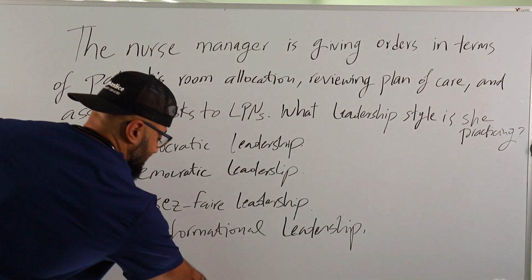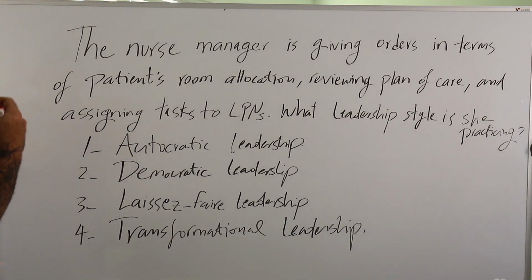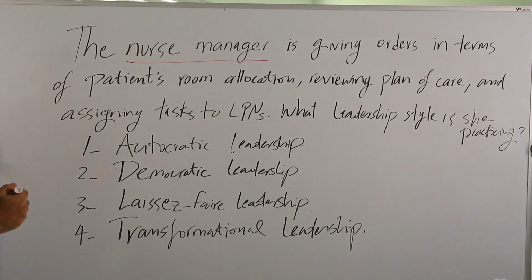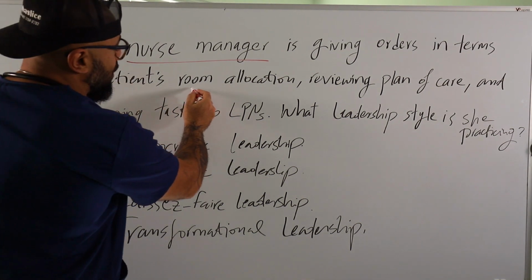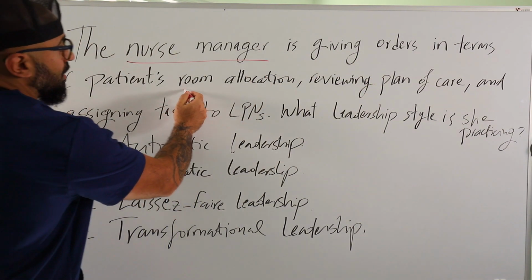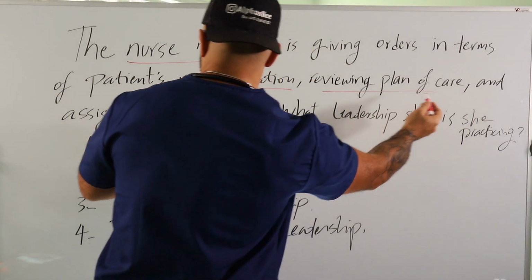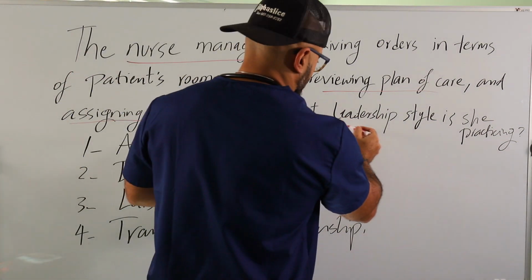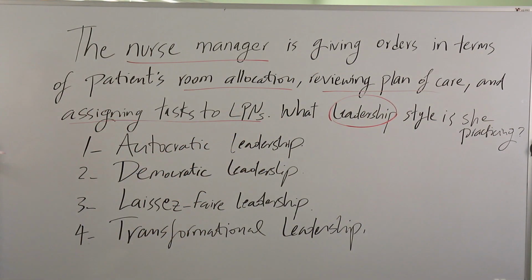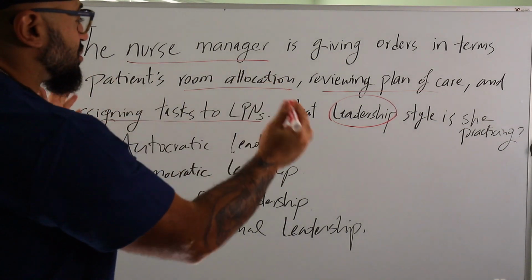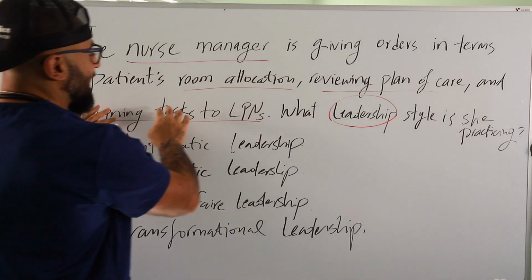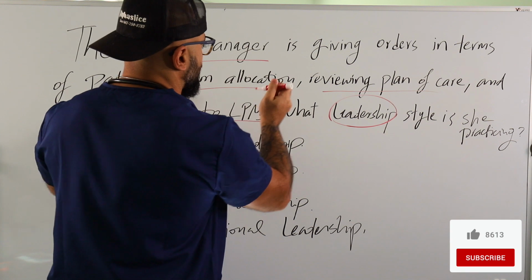Now I'm going to read the question another time, and I'm going to highlight keywords. The nurse manager is giving orders in terms of patient room allocation. So nurse manager, it's very important because that's the role, right? The patient room allocation. So what is she doing? She's giving orders, right? She's giving orders in terms of patient room allocation, reviewing plan of care, and assigning tasks to LPN, right? And then they're asking about leadership style. So here, I just want you to pay attention. You might think that there's a lot of keywords, but those 3 job descriptions, I can group them into one, which is a job description, right?